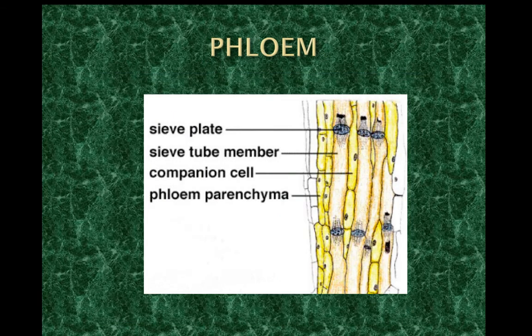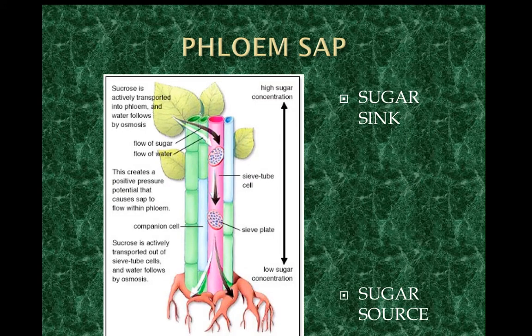The phloem has sieve tube members. These are food-conducting cells arranged end to end. The phloem sap is a sugary solution, usually sucrose, and it moves through the plant in different directions, from the sugar source to the sugar sink.